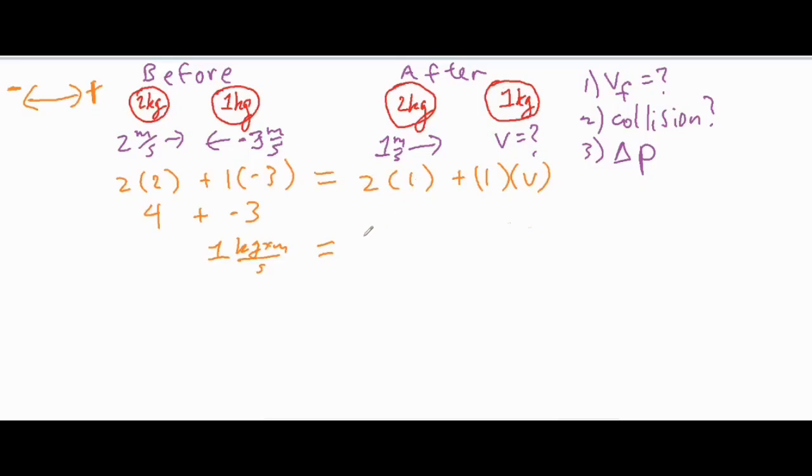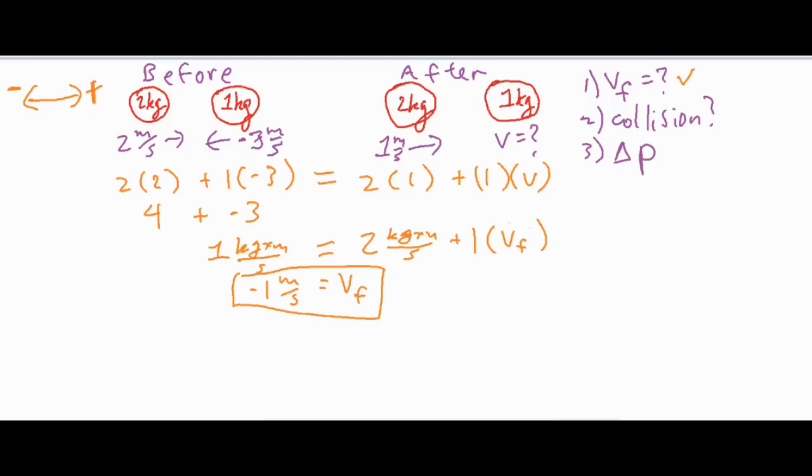So if we do 2 times 1, we got 2 kilogram meters per second plus 1, and I'll call it VF because it's a final velocity. And then if we subtract 2 from both sides, we get negative 1 equals 1 VF. So in the end, VF equals negative 1 meter per second. Okay, so that concludes our first question of how you solve for an unknown velocity.